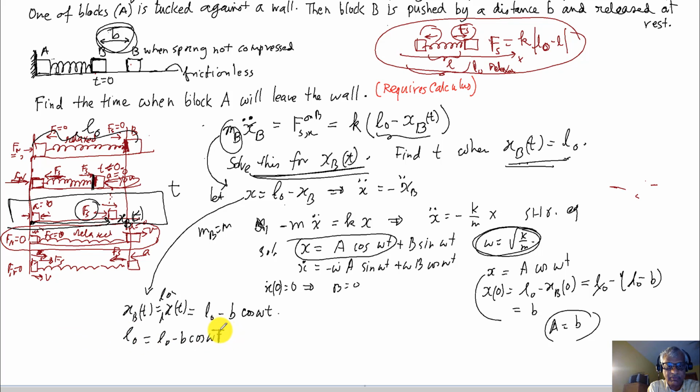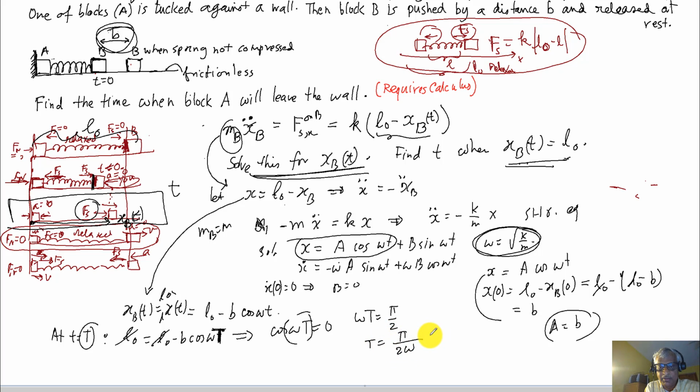Say time is some big T, at t equals that t we want, this will be the case. That means L0 gets cancelled out, and b is not 0, so cosine omega t equals 0. The first time is when omega t equals pi over 2. And so t is equal to pi over 2 omega, which is pi over 2 square root of k over m.